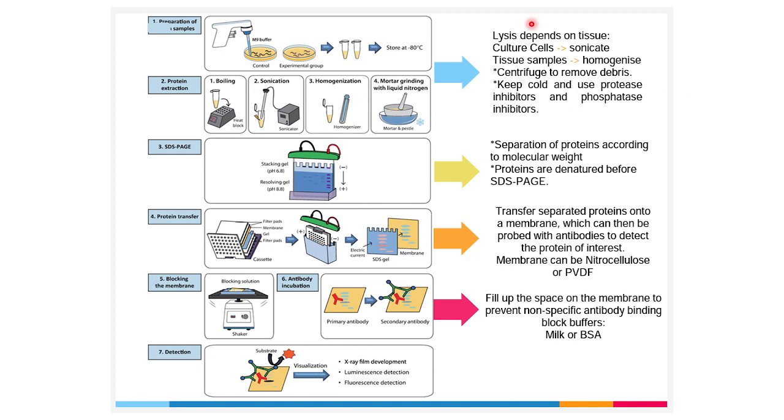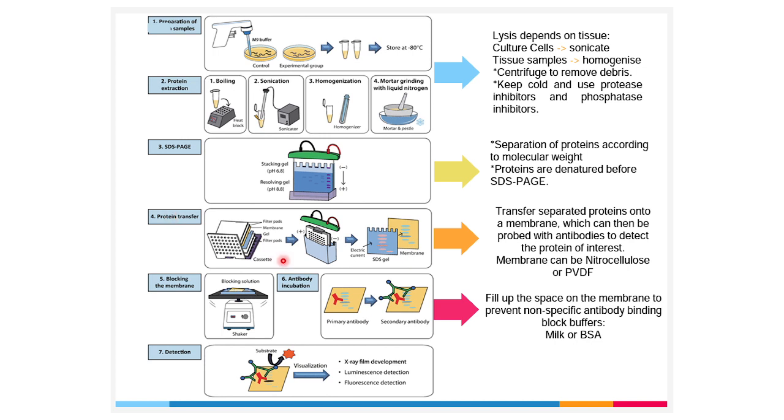So this is the entire protocol where you prepare the samples first, you extract the protein, you grow all the proteins, you run it, so this is the protein extraction. Then you boil it, sonicate it, homogenize it. Even if you want to purify it, you can purify it and then run it on an SDS-PAGE to get the different protein bands over here.